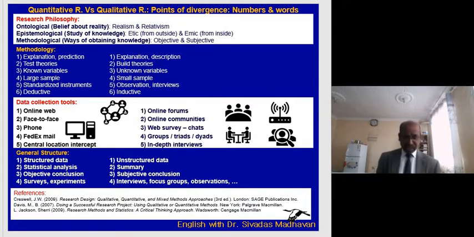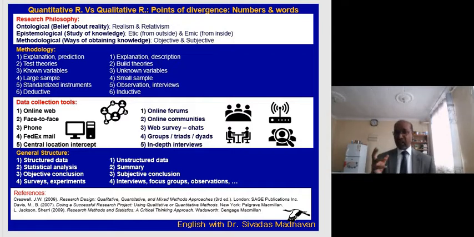And the next one is the standardized instruments. The standardized instruments are used in quantitative research, but in qualitative research, they use observation, interview, etc., the common methods. And in the case of quantitative research, it is the deductive method, deducing the theory. But in the case of qualitative method, it is the inductive method. So one is the deductive method, but the other one is the inductive method.